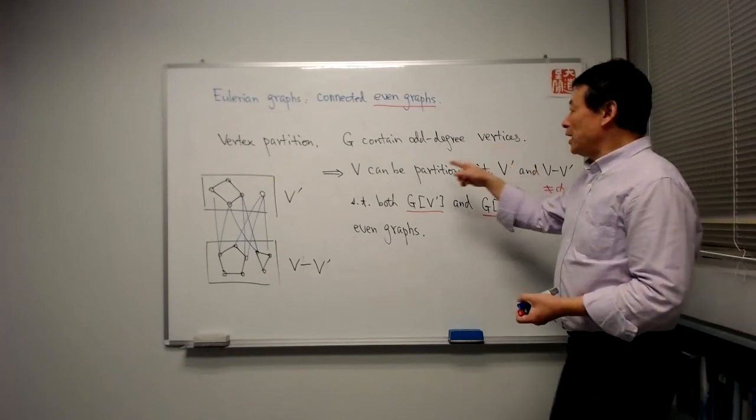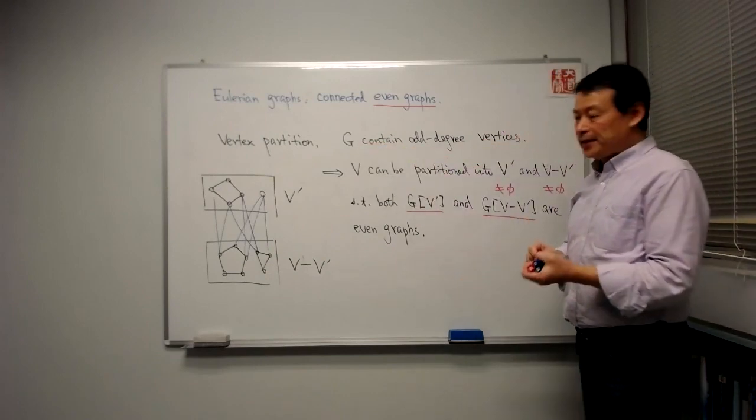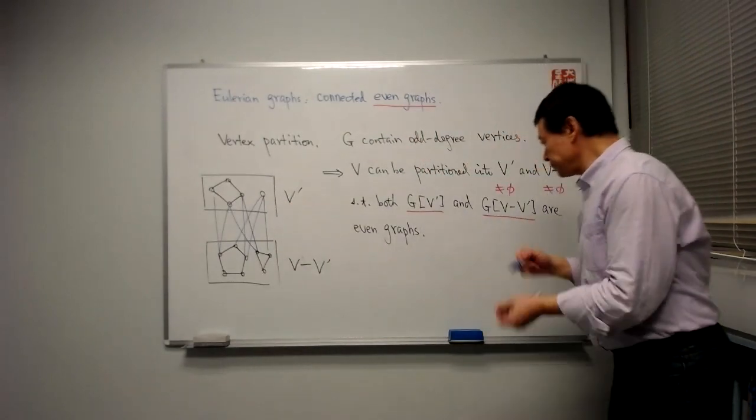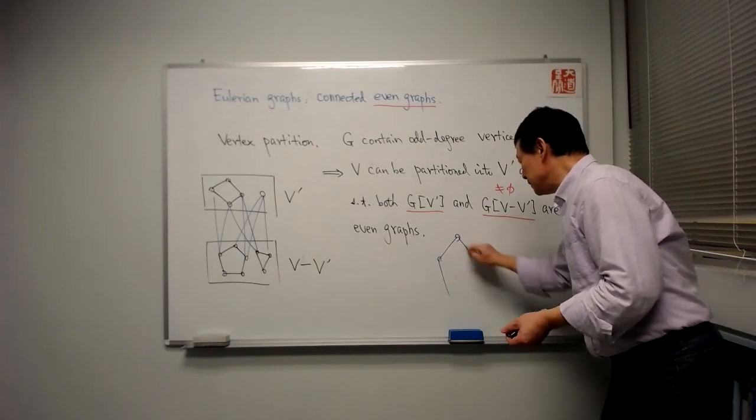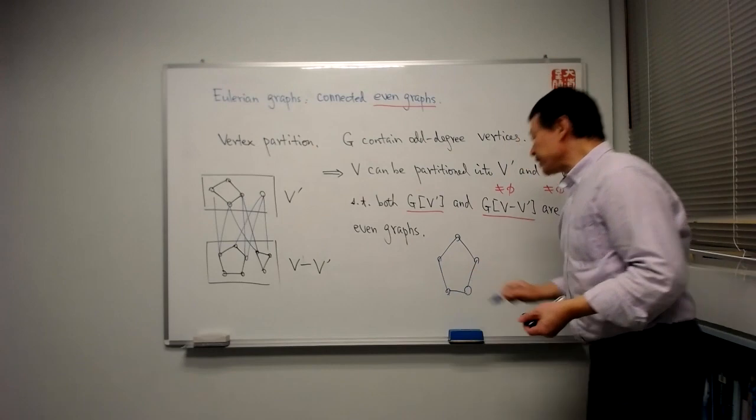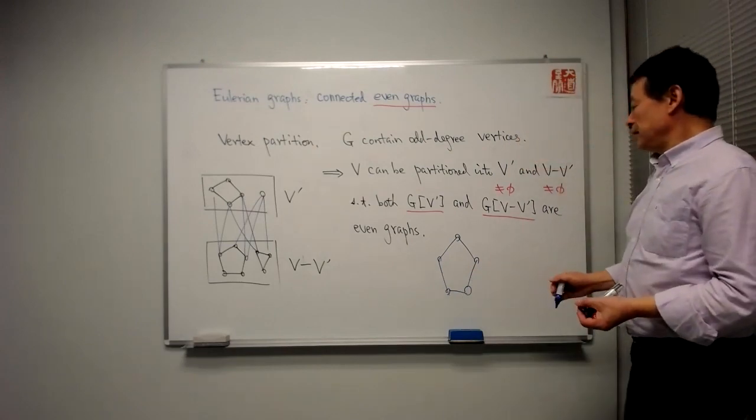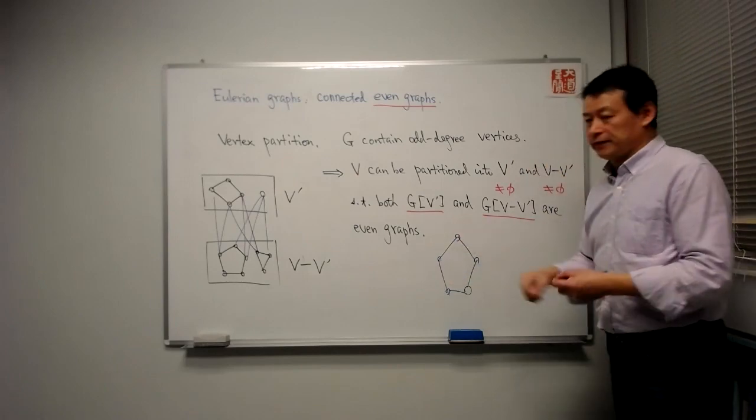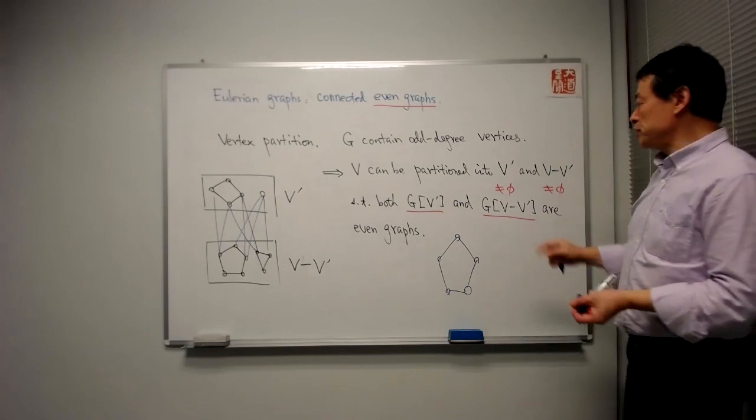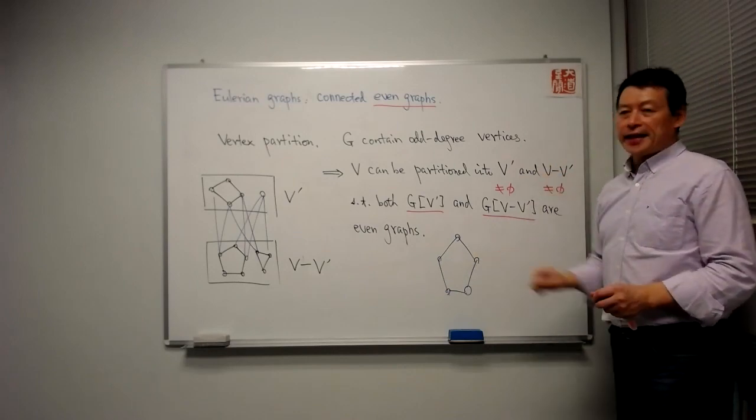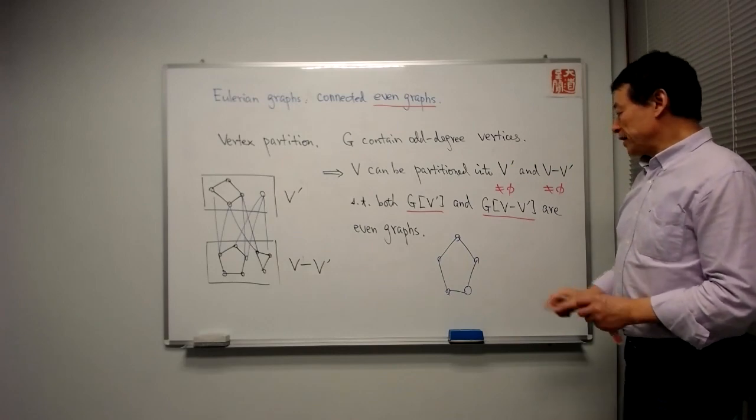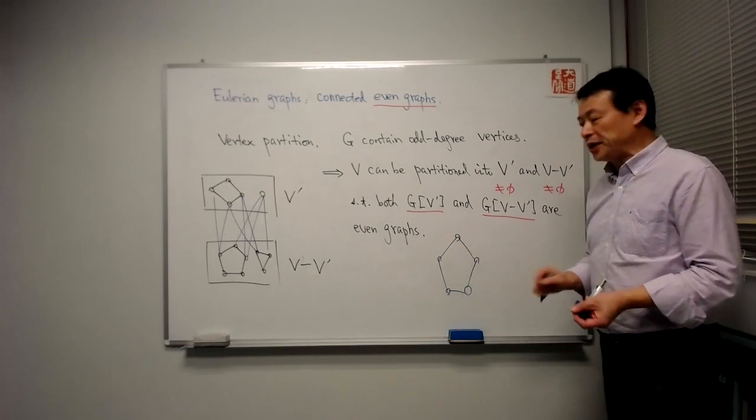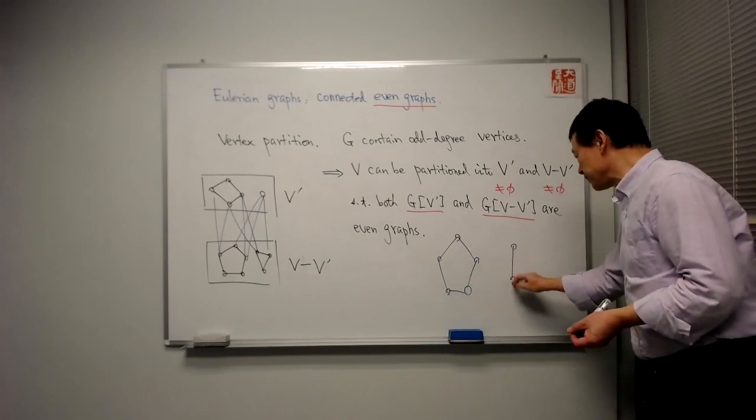Now this one is important when G is not an even graph. If G itself is an even graph, we may not have such a partition. For example, an odd cycle: we cannot partition it into two parts such that none of them are empty. If one part is empty, the other part is the whole cycle. So there is only one partition where one is empty. For this one, there is no way to partition that because the number of vertices here is odd. We cannot do it. But if it's an even cycle, then it's possible.